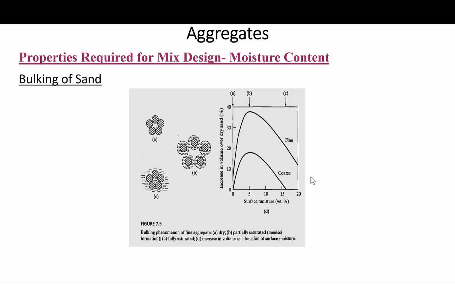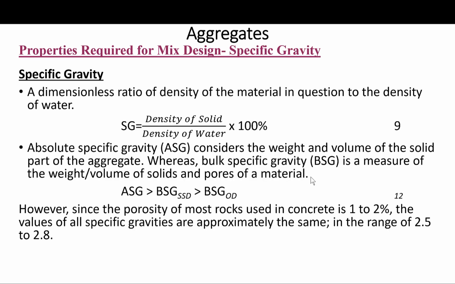And again, this is important when you do mix proportioning by volume, but nonetheless, you need to be aware of that. Okay, so let's talk about specific gravity. The density of aggregates is required in mix proportioning to establish weight-volume relationships. The density is expressed as the specific gravity, which is a dimensionless ratio relating the density of aggregate to the density of water, as you can see in this equation number 9. Density of solid over density of water multiplied by 100%.